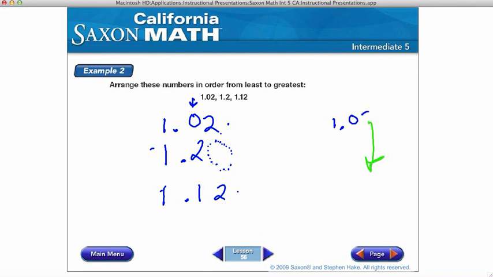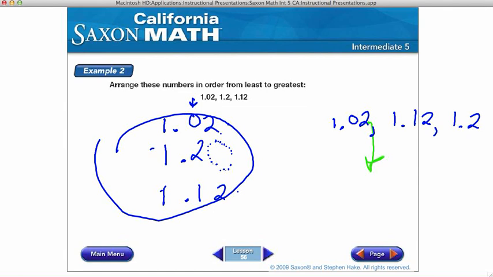So I would first have 1.02, then 1.12, and then 1.2. This is why I want you to write your numbers vertically. It's easier to compare. All right, let's look at example 3.